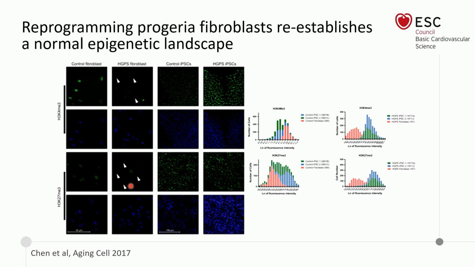The nuclei are stained in blue. By using the technique of iPS, induced pluripotent stem cells, it is possible to repair and restore the methylation process, and what is remarkable is to see at the same time the reduction of the progerin transcript in the progeria syndrome.